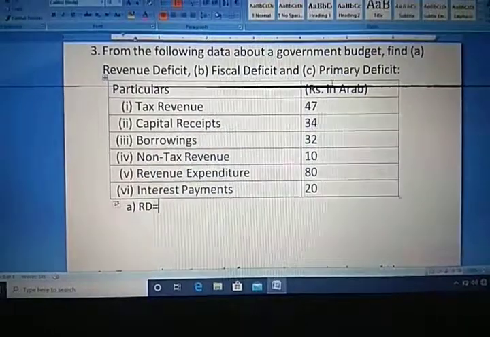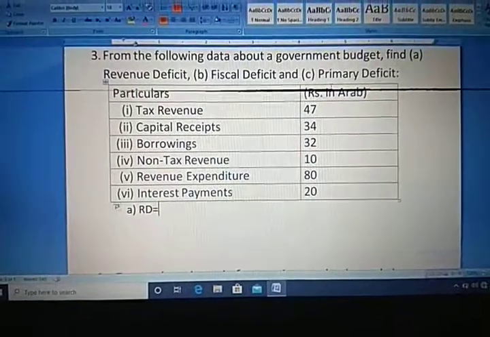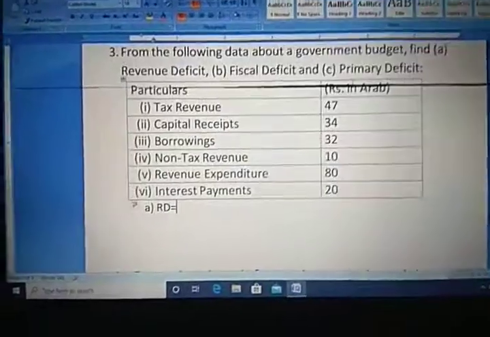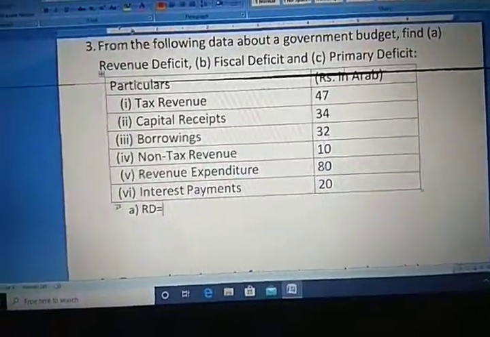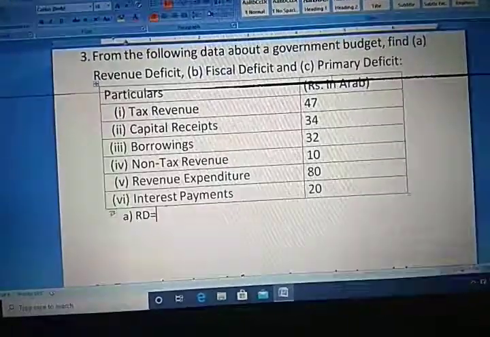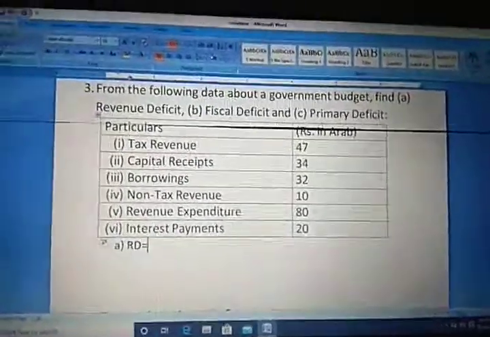Good morning, students. Today I am going to solve a few more numericals of government budget for you, so that you know how to do it. You can do it on your own very properly. So some sample solutions I am doing here for you.